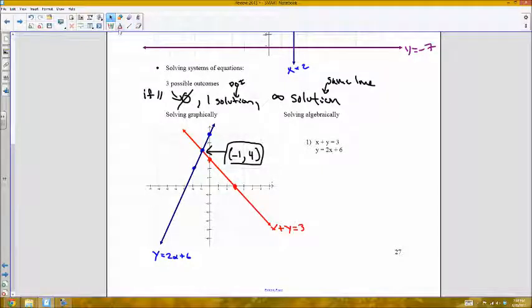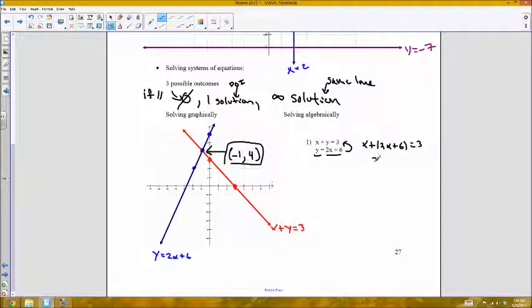Recall we went over two methods, by elimination and by substitution. And if we look at this set of equations, the quickest way to do this one is actually going to be by substitution, since I have a variable already isolated. So what I'm going to do is take this value for y and substitute it into my original equation. So my original equation is x plus y, but I know y is equal to 2x plus 6, so I'm going to replace y with that value.